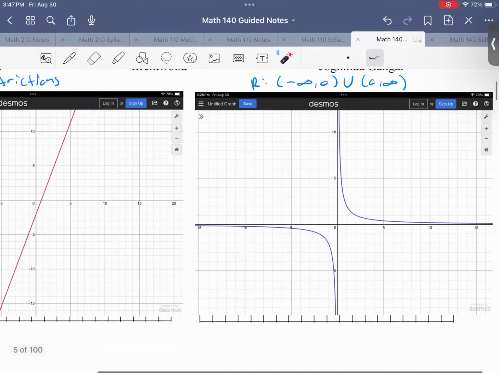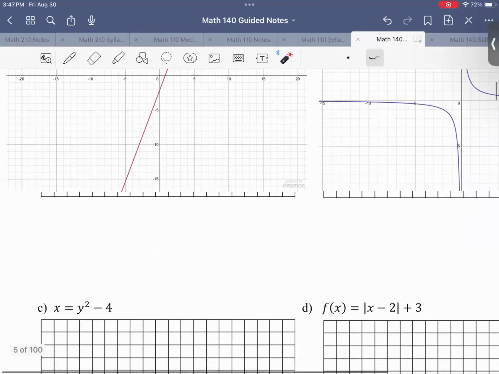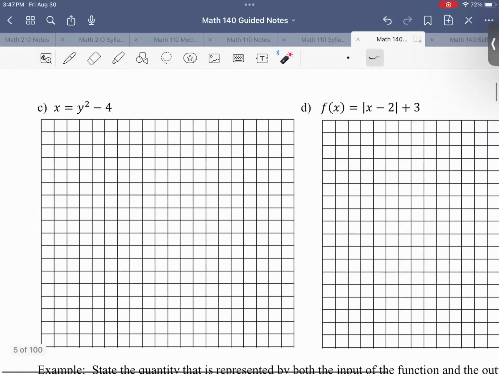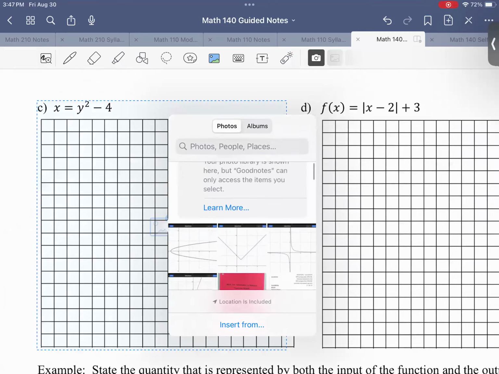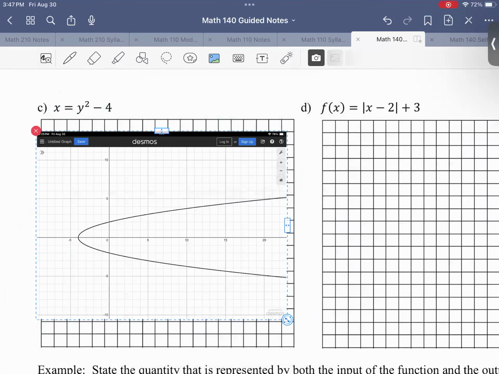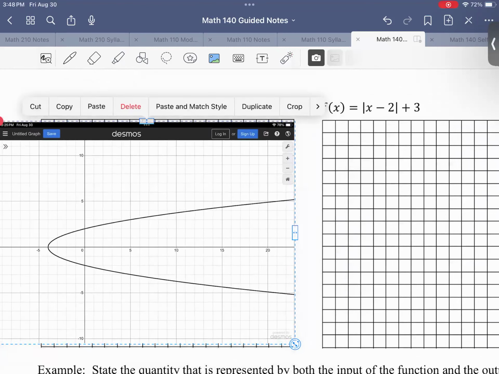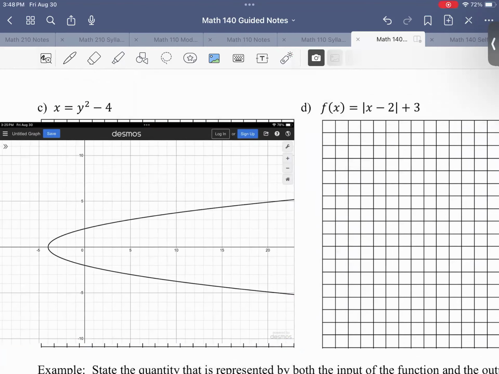All right, so let's move on to part C. Now we don't have to jump back and forth, but part C is x equals y squared minus 4. And so we could just go to Desmos and graph that. So I already have the image right here. So here's what it would look like if we graph that on Desmos. Okay, so that's the graph.